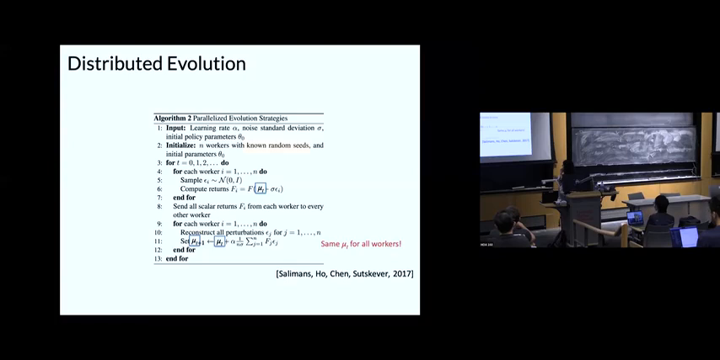And then we send all the scalar values to each other. For each worker, we do the following: we reconstruct all the perturbations epsilon j's. So this is the sampling that happens in every worker. And then we form the updated mu. So now we all have the same mu, but without really communicating to one another, which is great.